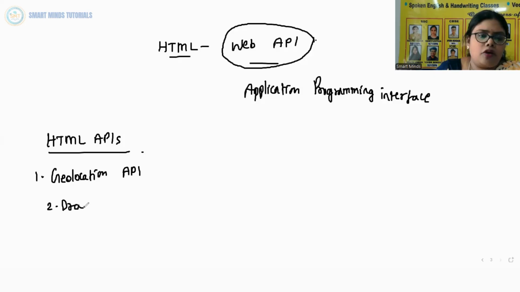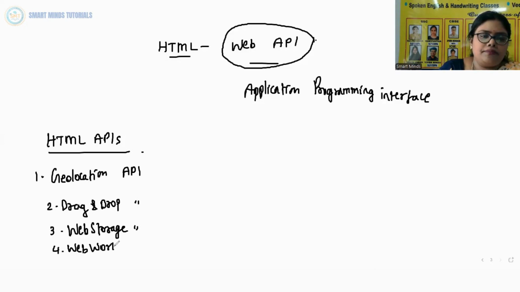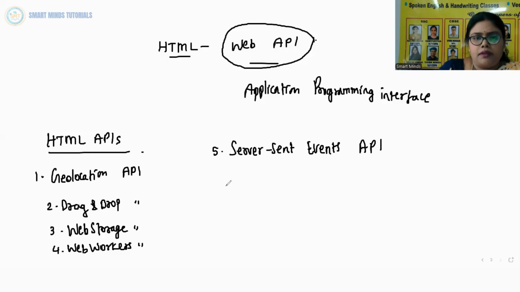Number two is drag and drop API. Number three is web storage API. Number four is web workers API. Number five is server sent events API. Then number six is canvas API. So let us understand about each one of them.